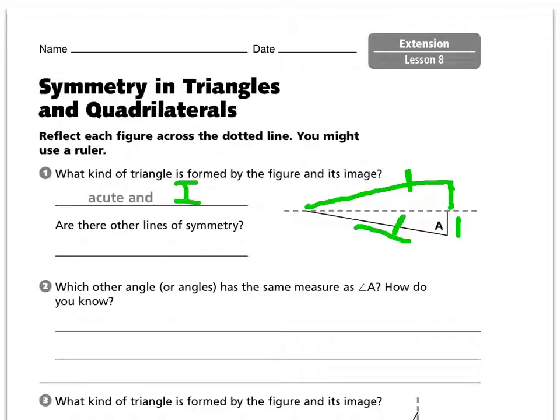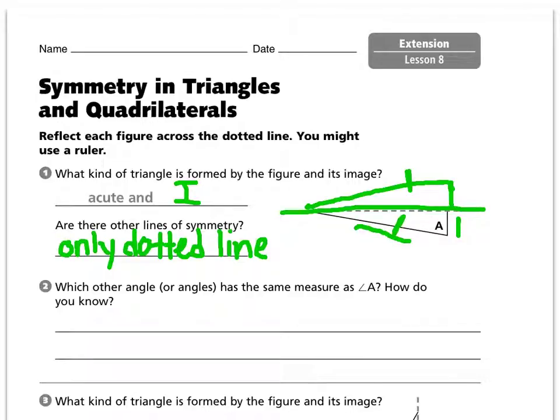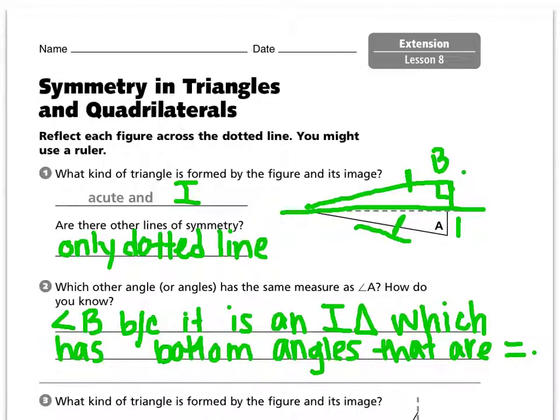Are there other lines of symmetry? So the only line of symmetry is going to be the dashed line. Number 2 says, which angle or angles has the same measure as angle A? How do you know? Well, I know that the angle over here, which I'll call letter B, has the same measurement as angle A. I know that because this is an isosceles triangle. In isosceles triangles, the bottom two angles measure the exact same. Let's move on to number 3.